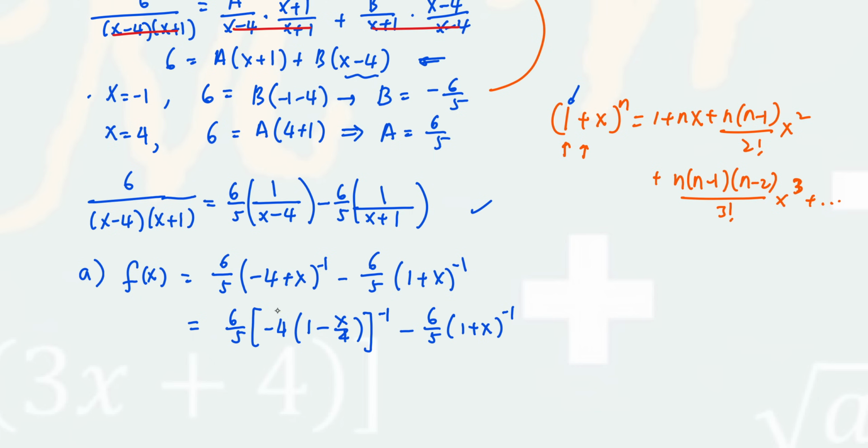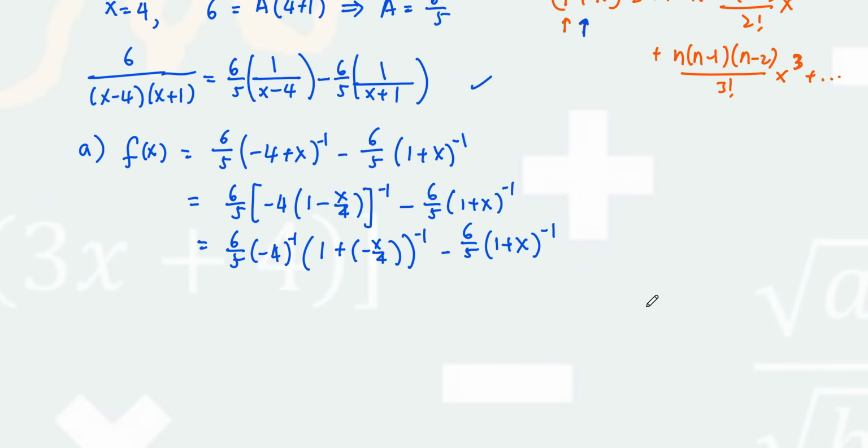Then again, there are two terms with degree minus 1. So the minus 1, you bring it into the two terms first. I'll do all this first before I do the expansion. At the same time, make sure it is plus. So now, instead of writing 1 minus x over 4, it becomes 1 plus negative x over 4, then degree minus 1. Then minus 6 over 5 bracket 1 plus x degree minus 1.